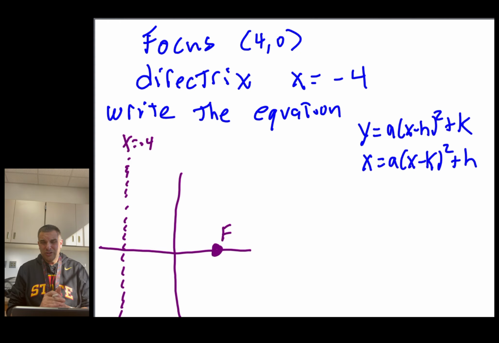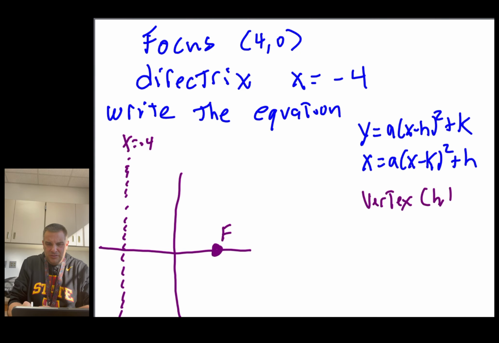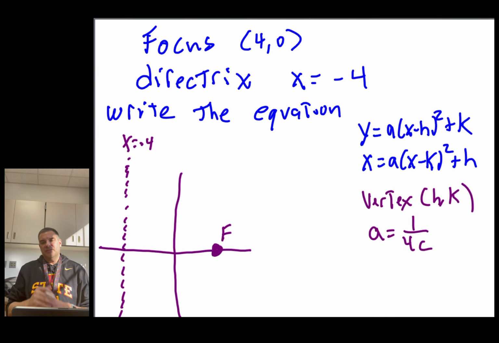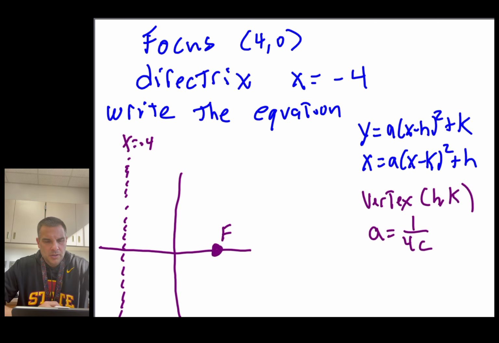Okay, well, in order to write the equation of this, there's certain things I have to know. I need to know the vertex. If I don't know the vertex, I can't fill in my h and k values. So I have to know my vertex, the h and k value. And also, we're taking this one step further. We're going to find the a value as well. So we said the a value is going to be 1 over 4 times c. So I have to figure out what those two things are.